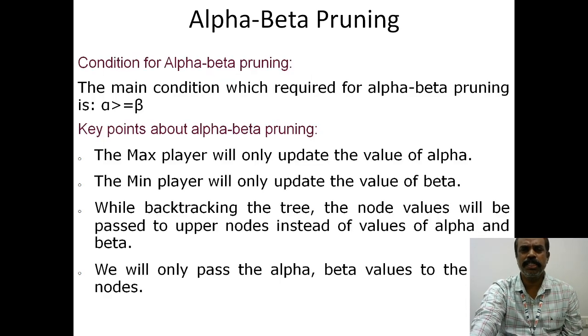Condition for alpha beta pruning. The main condition for alpha beta pruning is that alpha should be greater than or equal to beta. The key points that we need to consider are: the max player will only update the value of alpha, and the min player will only update the value of beta. While backtracking the tree, the node values will be passed to upper nodes instead of the values of alpha and beta. We will only pass the alpha beta values to the child nodes. So we need to focus on these two things while we are working on alpha beta pruning.